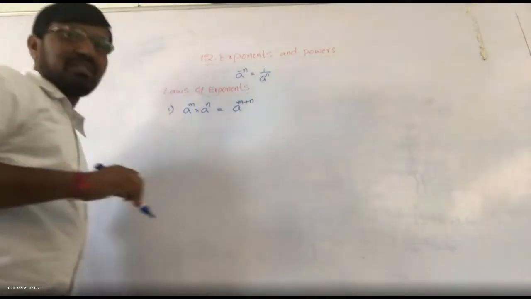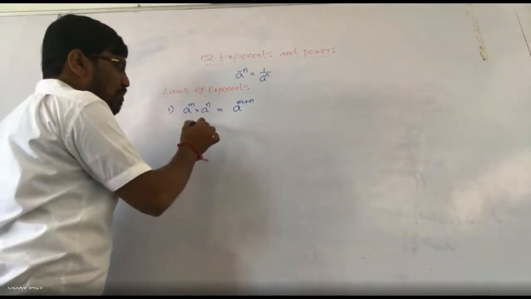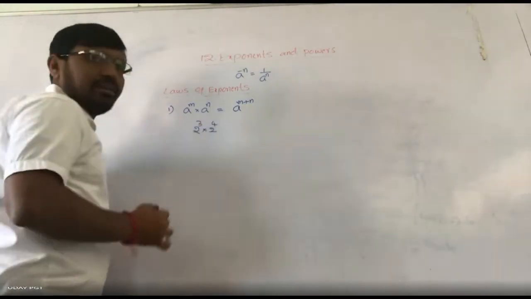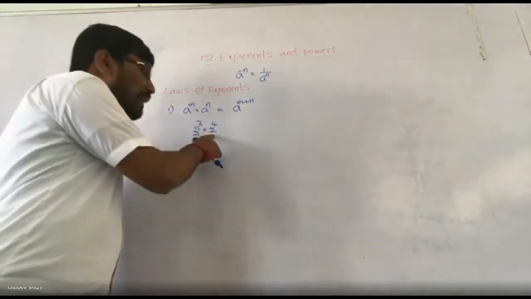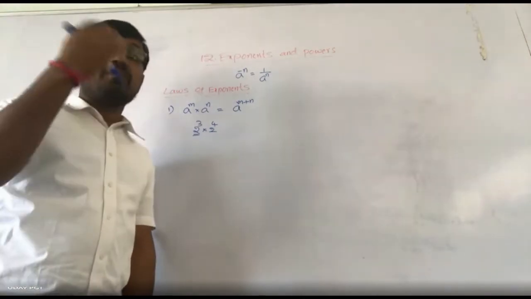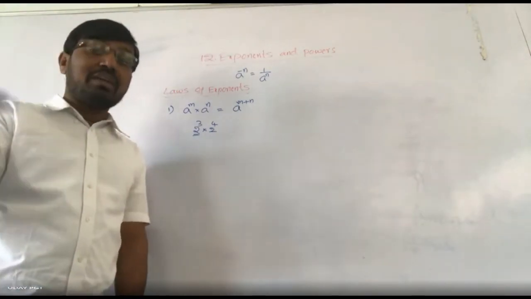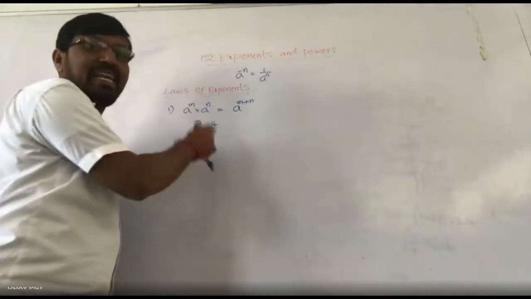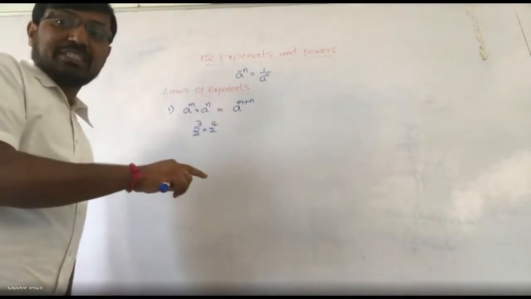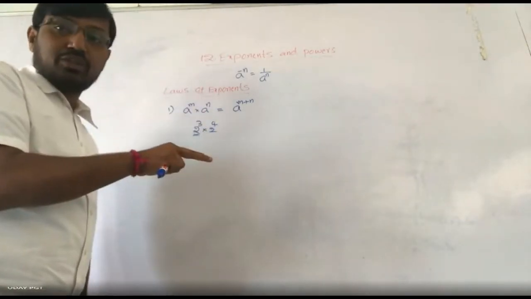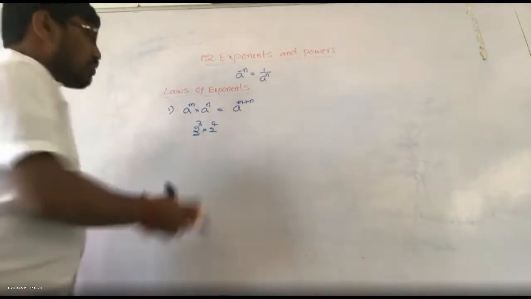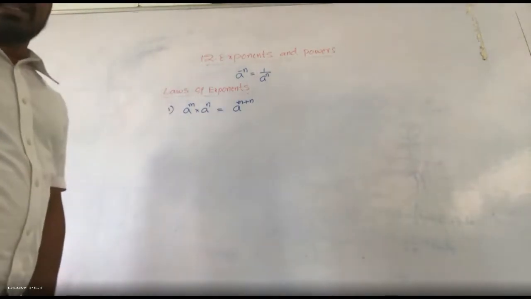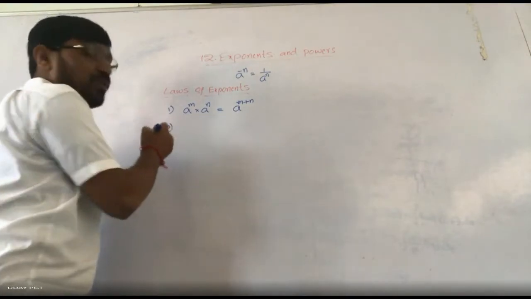Why do we add the powers? Let us take one example: 2 power 3 into 2 power 4. What is the meaning of 2 power 3? 2 multiplied 3 times, into 2 multiplied 4 times. In total, how many times is it multiplied? 7 times. The 3 represents 3 times and the 4 represents 4 times multiplication. The total number of multiplications means addition only, so we need to add the powers. That's why we get 2 power 3 plus 4. So this is the first law of the exponents.